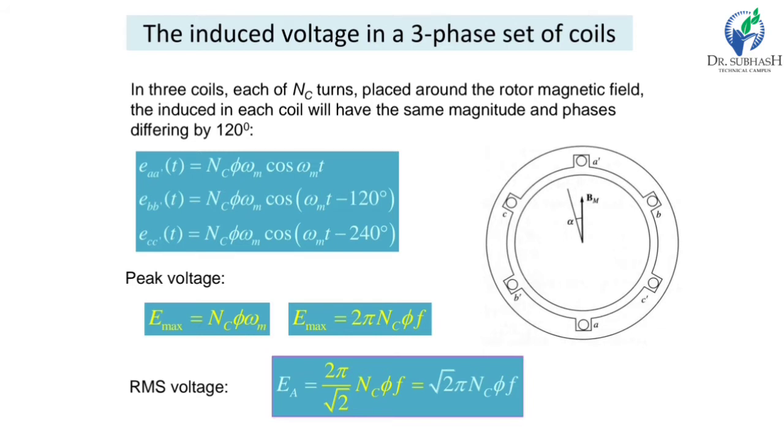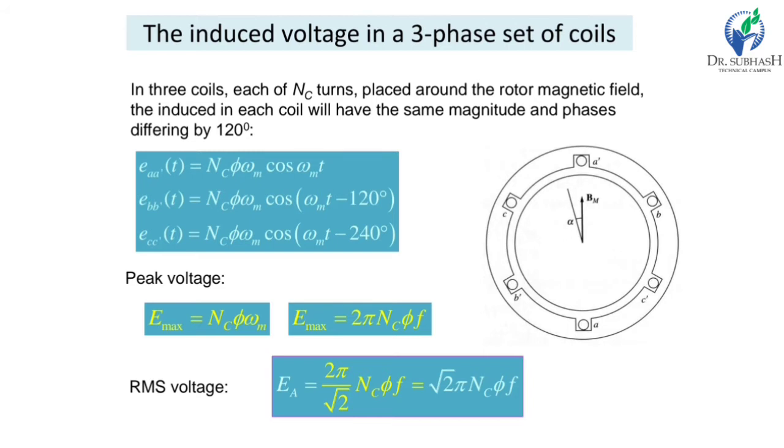So the maximum voltage equation can be written as E max is equal to 2 pi N C phi into f. So the value of the RMS voltage of any phase of the 3-phase stator is E_A is equal to 2 pi upon root 2 into N C phi into f. So we can write that E_A is equal to root 2 into pi N C into phi into f.